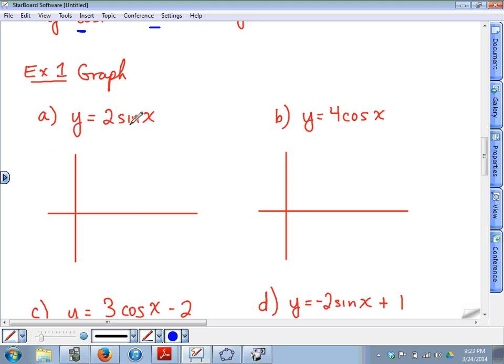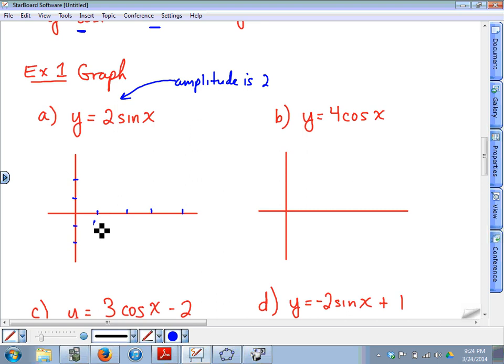So for this one, y equals 2 times the sine of x. Notice it's a sine function, so that lets us know we're going to be starting at 0, 0, the origin. But the amplitude, the number in front here, is 2. So on the y-axis, we're going to go as high as +2 and as low as -2. On the x-axis, 1 cycle, and that's all I'm ever going to require you to graph on your homework and on your test, is 1 cycle of these.